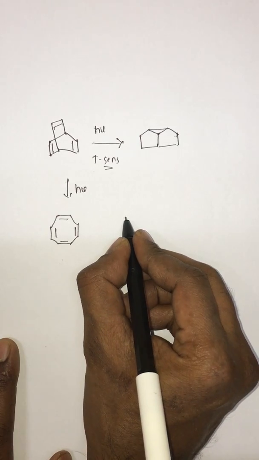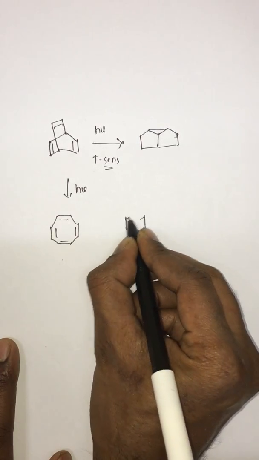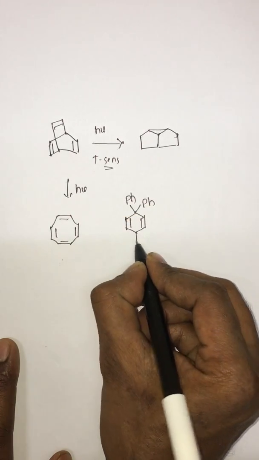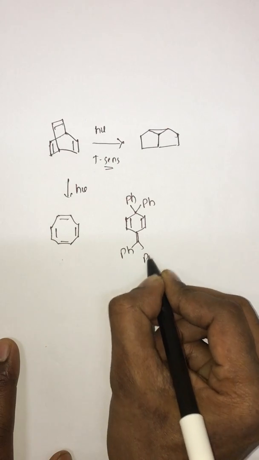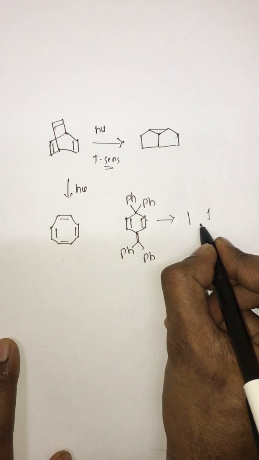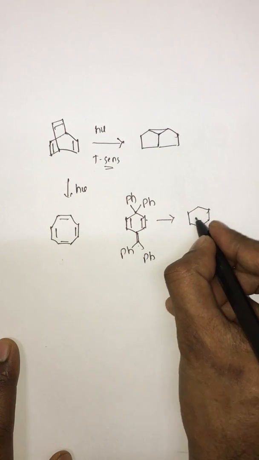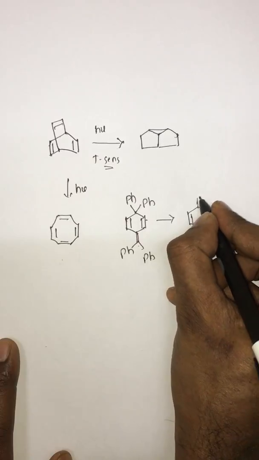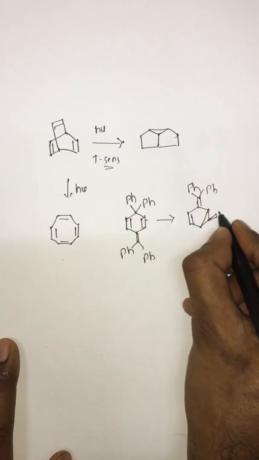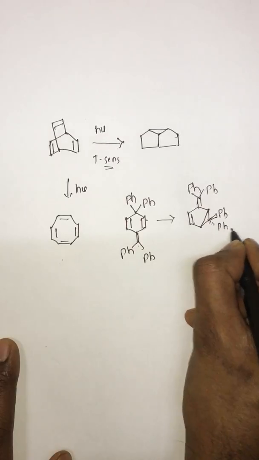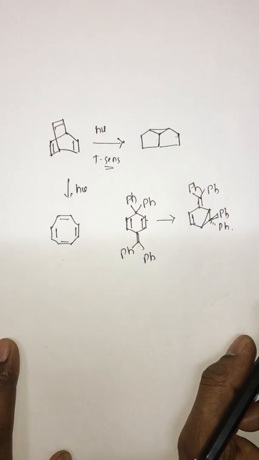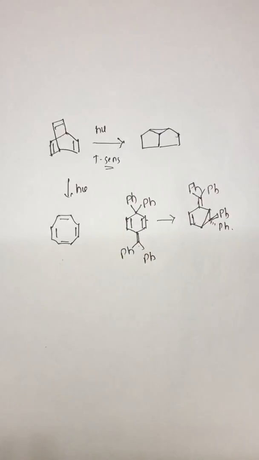So next I think we can draw this also. So 1, 2, 3, 4. So the product will be, this is the product.